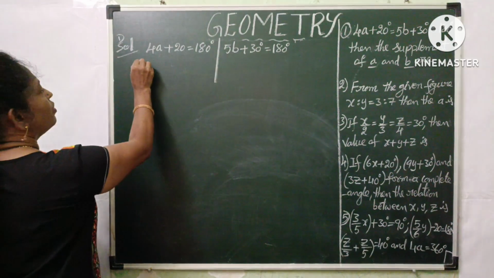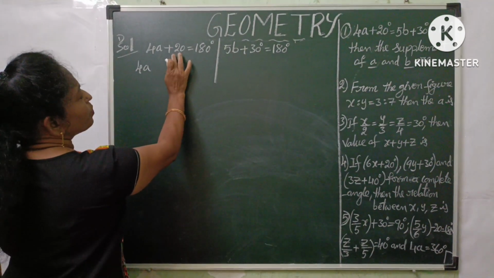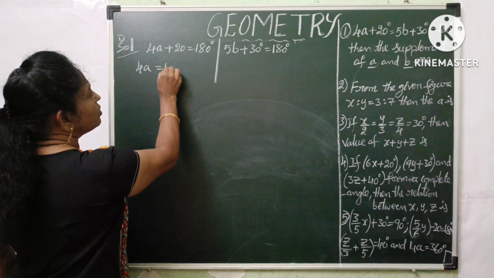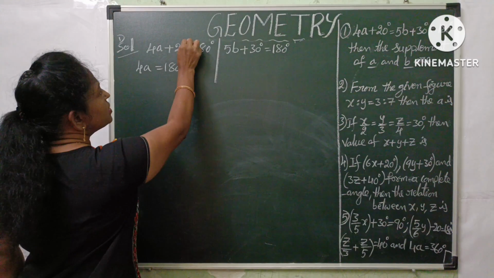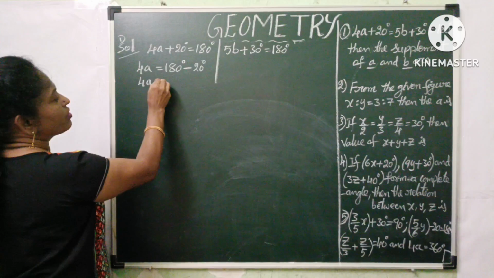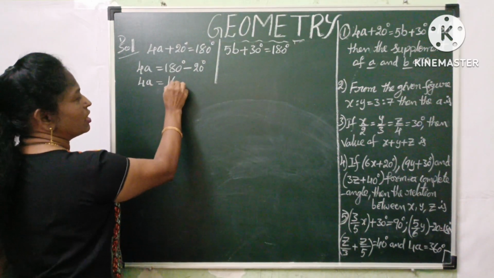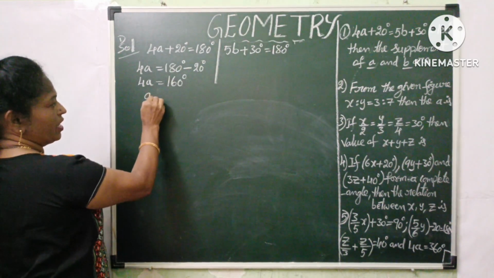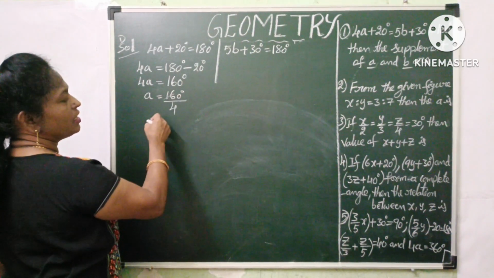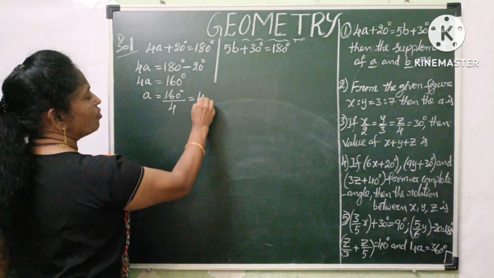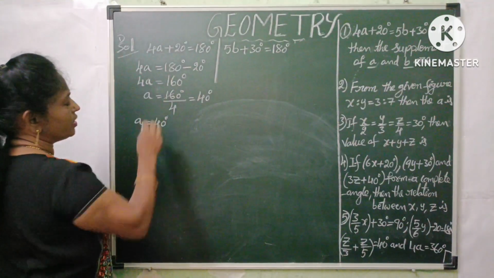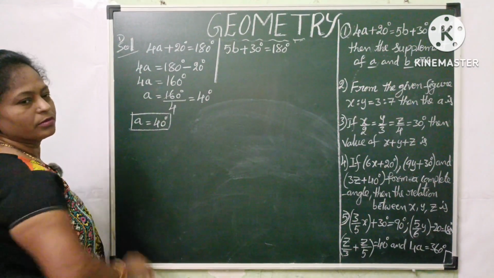Right. 4a plus 20, we are transposing left to right, it becomes minus. That is equal to 180 degrees minus 20 degrees. Plus becomes minus. Next 4a equal to 180 minus 20, 160 degrees. Then a equal to 160 by 4. 4 table in 60, 16, 4 times. So that is 40 degrees. Then angle A equal to 40 degrees.